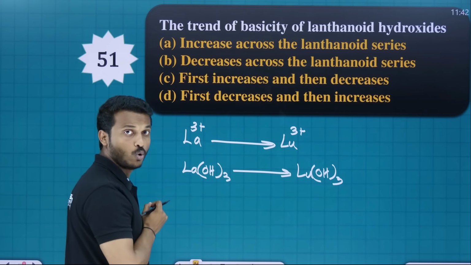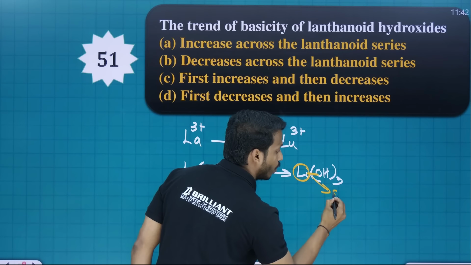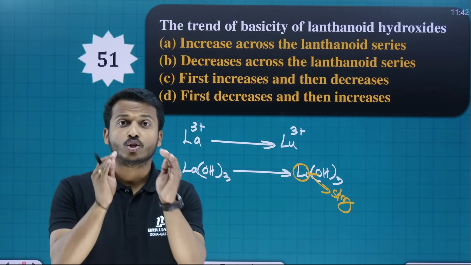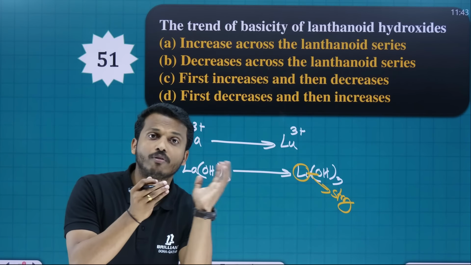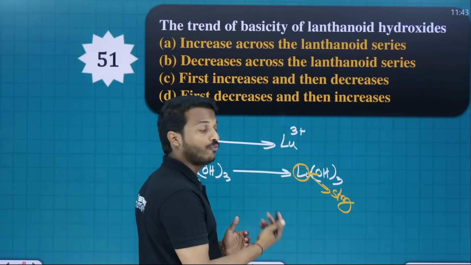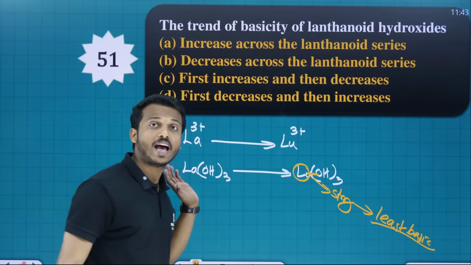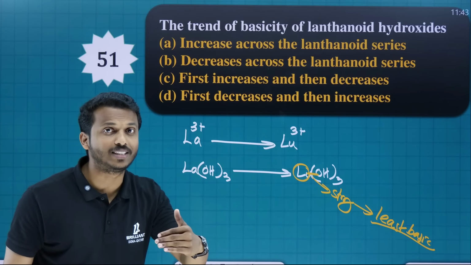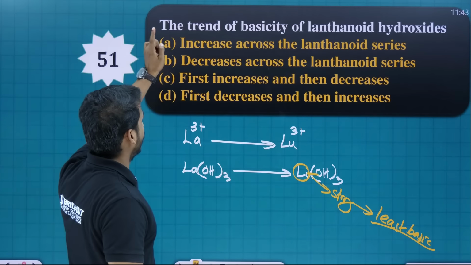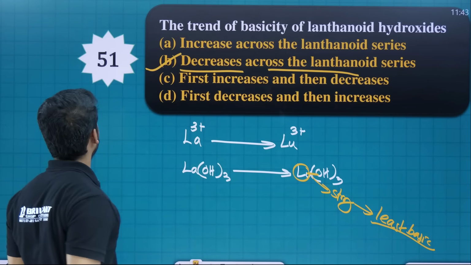Atomic size decreases, so what happened here? Lutetium is smaller in size. So the lutetium hydroxide bond will be very strong. Yes or no? Lanthanum to lutetium, size decreases. So lutetium size is small, meaning lutetium with the OH group has a very strong bond. The stronger the bond, it can't lose OH faster. Therefore, it is least basic. So from lanthanum to lutetium, the basic character decreases. It's a consequence of lanthanide contraction. So the basicity of lanthanides decreases across the lanthanide series.